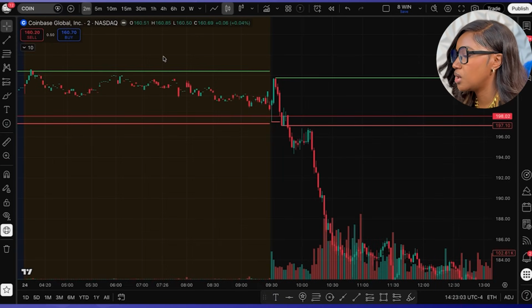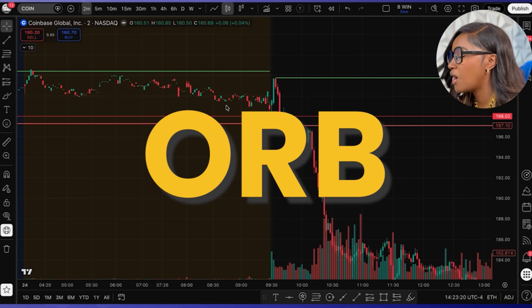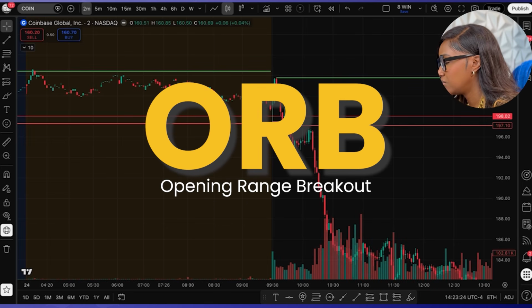First things first, we're on our chart. This is an actual trade that we took using the strategy, and I'm gonna show you exactly how some folks in my group were able to make 200% and 300% on this trade using this exact same strategy. So the strategy we're talking about is the ORB strategy, okay? And what that simply stands for is opening range breakout.